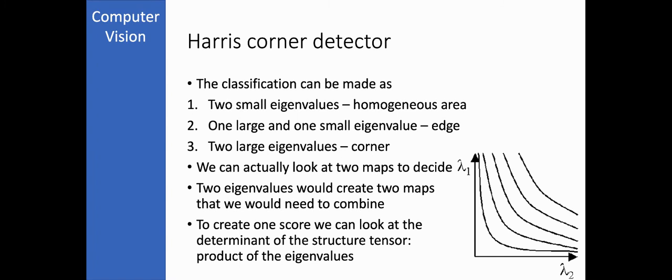Instead, we would like to combine the two maps and simply have a single detection result. So one score that will tell us whether I see a corner or not. That would be the corner detection. A simple way to do it would be by looking at the product of the eigenvalues, because if I have both eigenvalues large, then their product should be large as well.